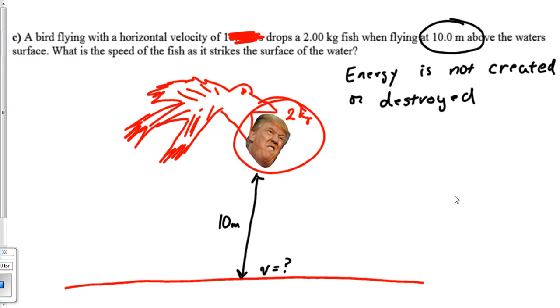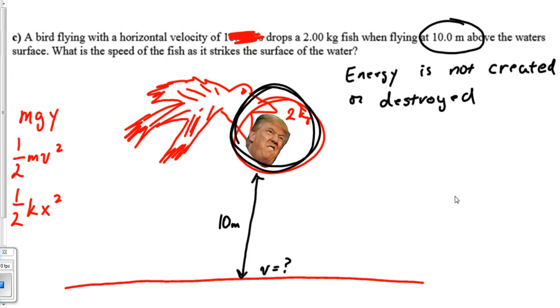What kind of energy is this, being up off the ground? You've learned 3 types of energy today: mgy, 1/2 mv squared, 1/2 kx squared. These are your 3 that you've learned. What kind of energy would an object up off the ground have? mgy, potential, right? So this is potential energy, mgy up here.